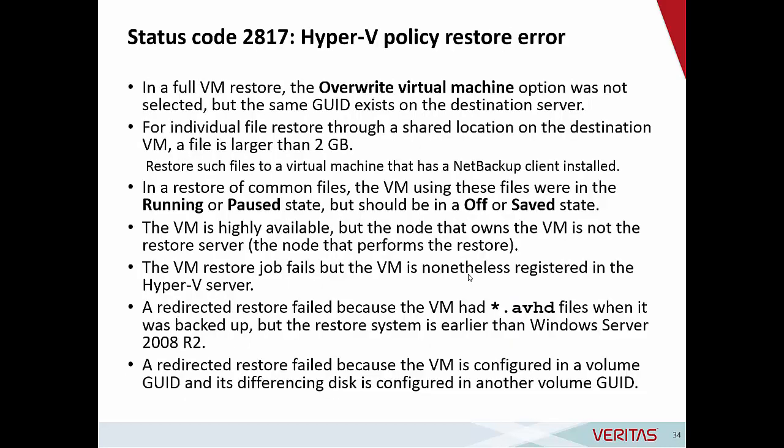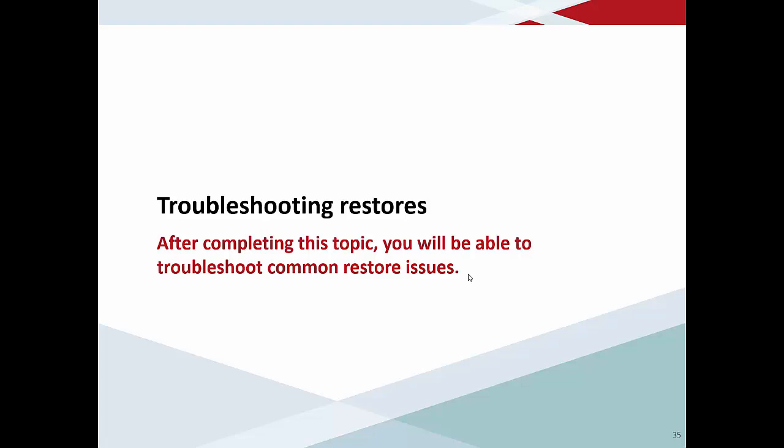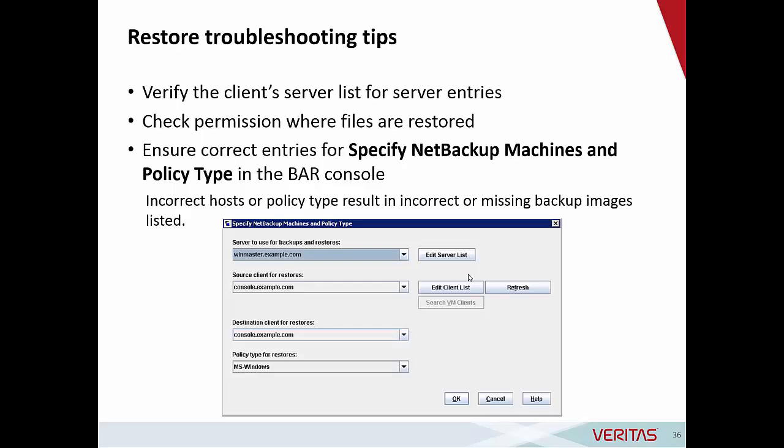This slide shows some common reasons for the status code 2817, which is a Hyper-V policy restore error. More details for most of these issues can be found in the article How to 70816, NetBackup status codes related to Hyper-V. This is the Troubleshooting Restores topic. This slide lists some common restore troubleshooting tips.